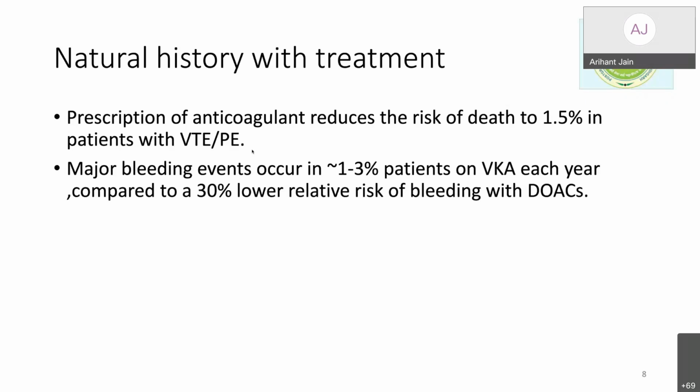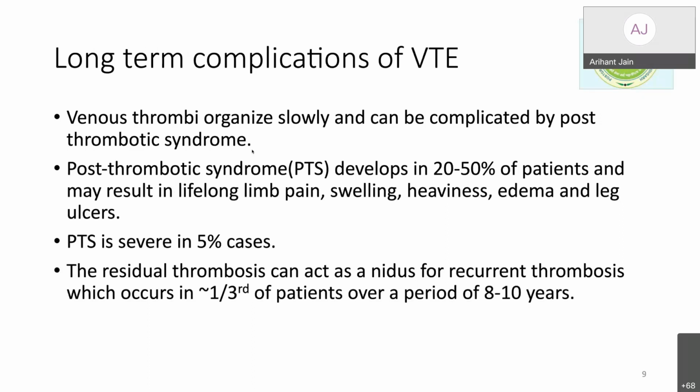So the major bleeding events occur only in 1 to 3% of patients who are on vitamin K antagonists, while with the newer oral anticoagulants, the bleeding risk is again 30% lower as compared to VK. So the bleeding risk is very, very minimal, while the risk of death is up to 30%. Death due to thrombosis is up to 30%. So that is why timely diagnosing DVT or PE is important. So this is the immediate mortality.